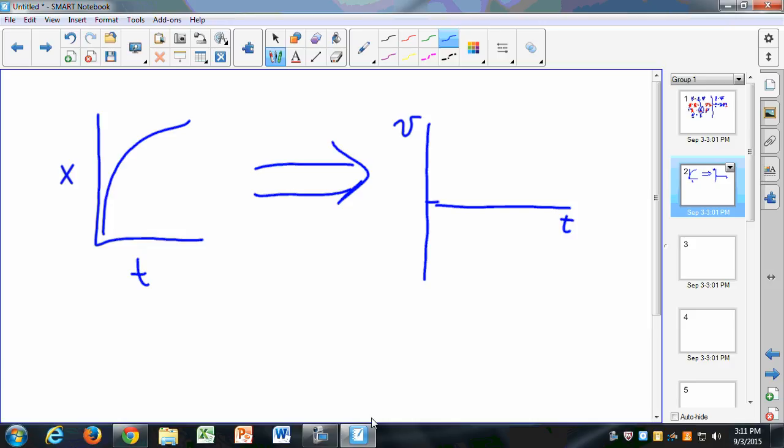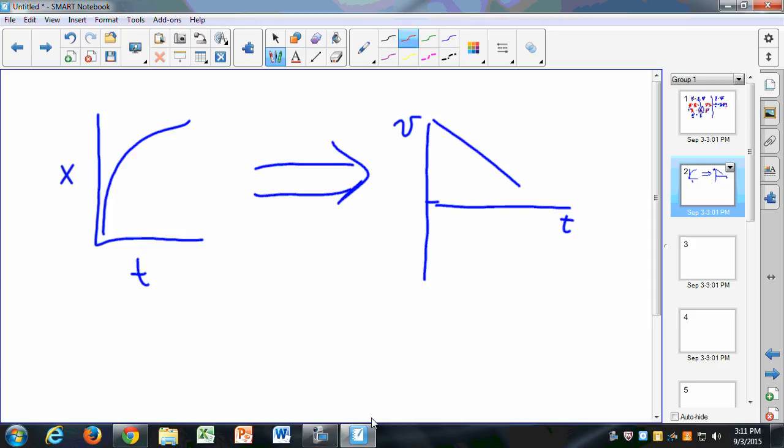Remember, I'm looking at the slope of the tangent line. So here I have a big positive slope. That's a really steep line. And then as it goes on, it gets smaller and smaller, but it's always positive. So I start out with a big positive slope, and it gets smaller until it goes to 0. So I'm going to have a line that goes in that direction. So my v versus t here would look like this.